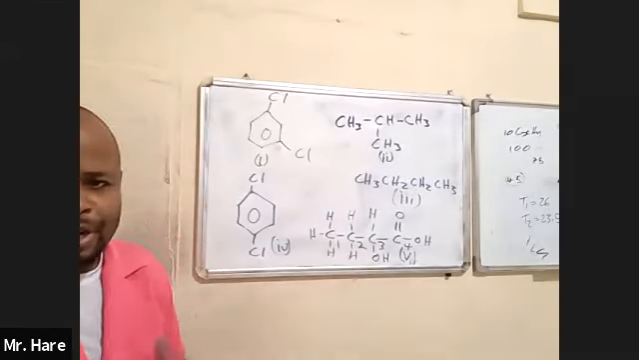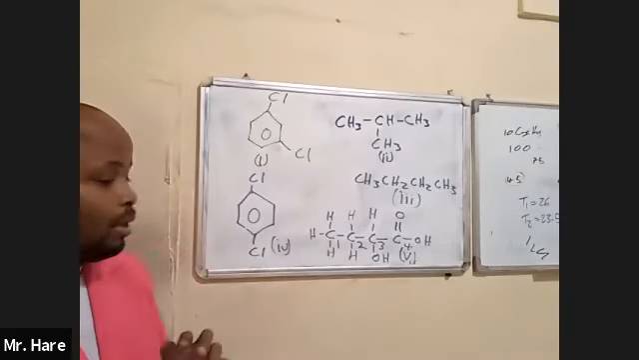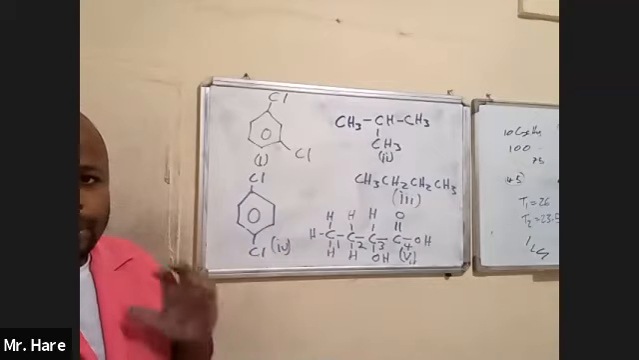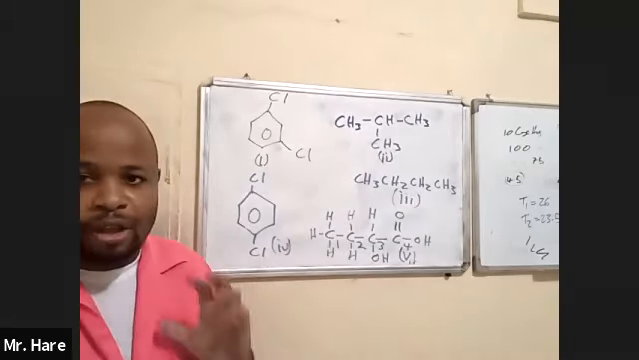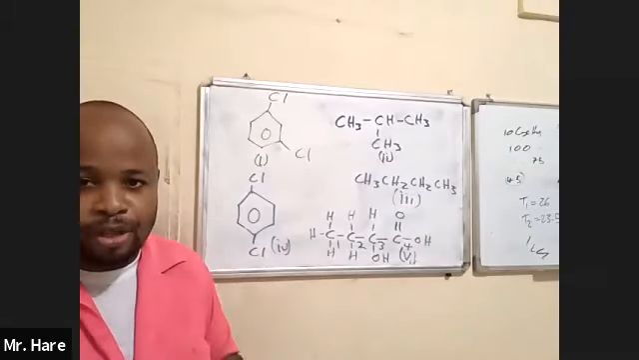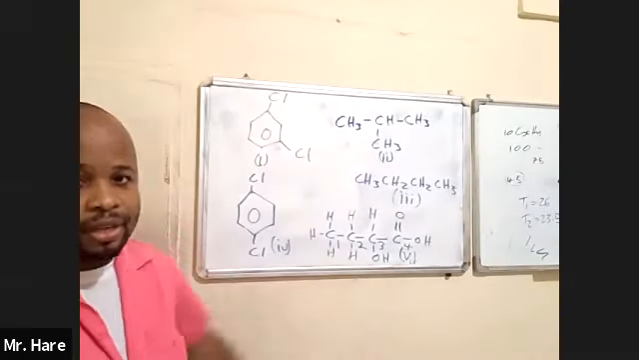3. Carbon 3 is correct. So the question is, which of these compounds has a chiral carbon? The answer is compound 5, carbon 3. Sir, can you explain why?